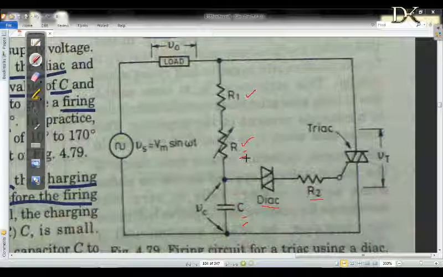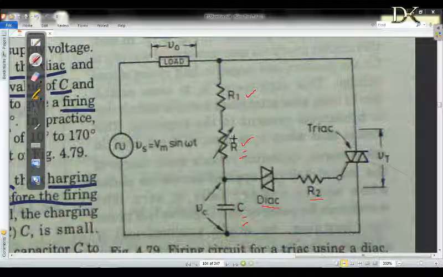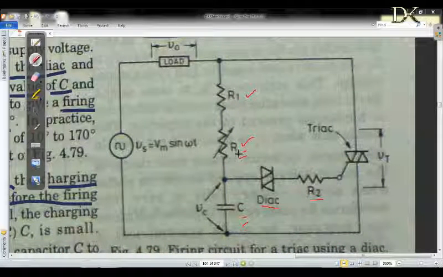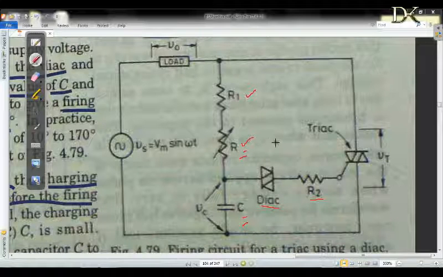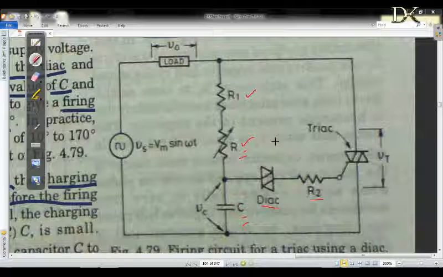Now the variable resistor R controls the charging time of the capacitor C and therefore the firing angle of the triac. So when capital R is small, the charging time constant, that is (R1 plus R) into C, is small. Therefore the source voltage charges capacitor C to the diac trigger voltage earlier, and the firing angle for the triac is small. Likewise, when R is high, the firing angle of the triac is large.